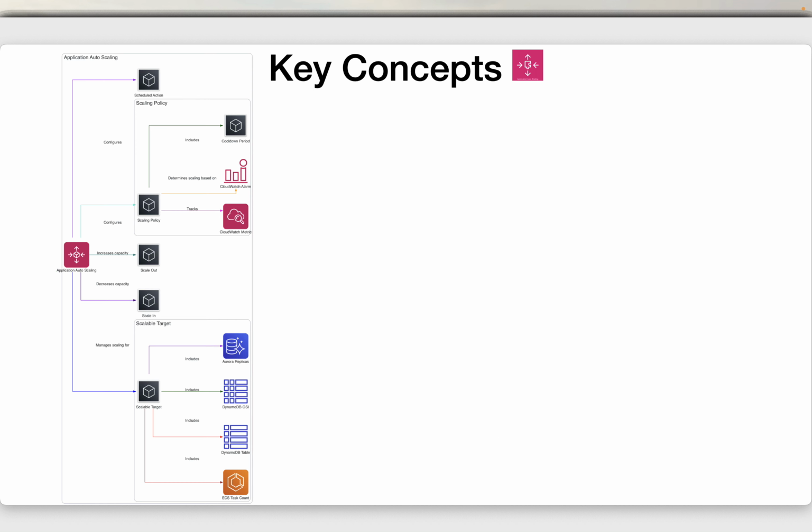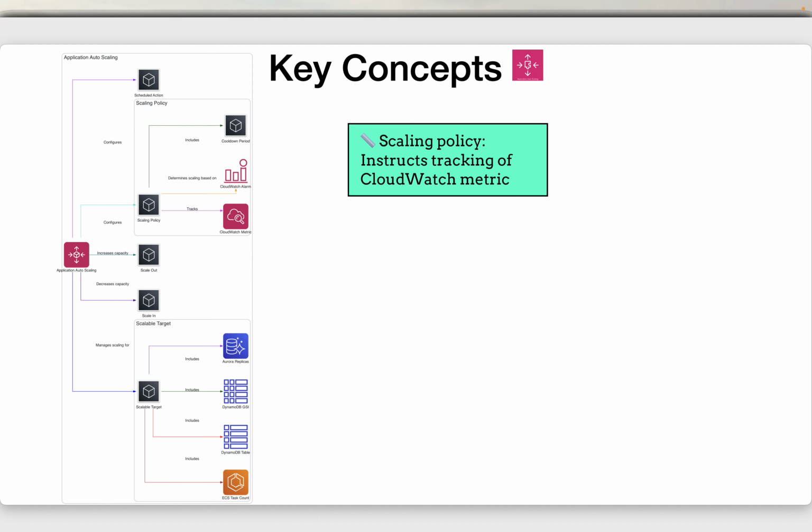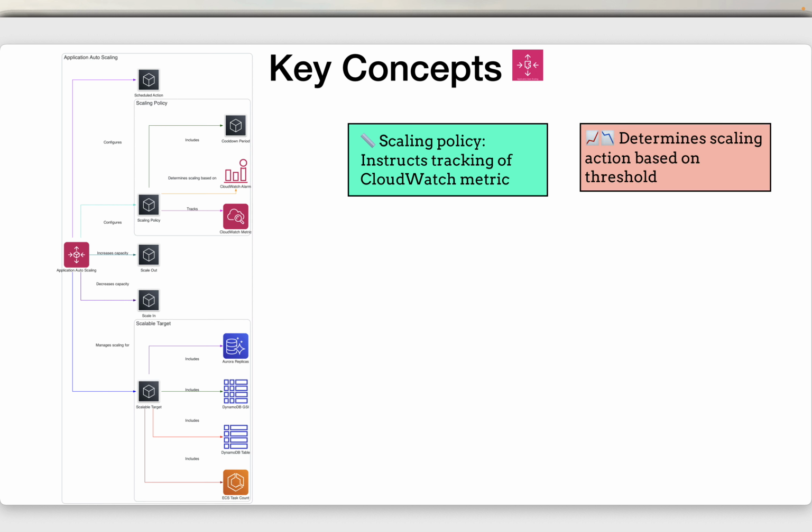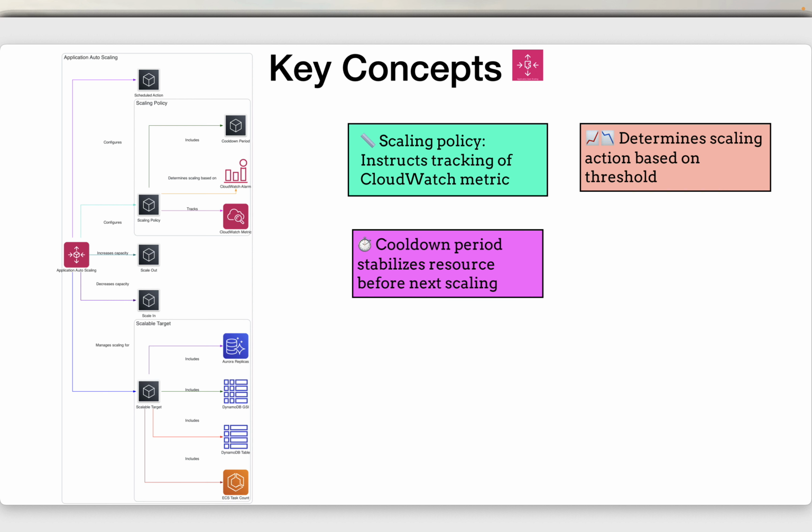So let's see some key concepts of application auto scaling. A scaling policy tells application auto scaling to track a specific CloudWatch metric and determines the scaling action to take based on the metric's value relative to a threshold. The scaling policy defines whether to scale out or scale in when the tracked metric is higher or lower than a certain threshold value. A cooldown period between scaling activities allows the resource to stabilize before another scaling action starts. But if a larger scale out is needed based on the current metric value, the scaling policy will scale out immediately.